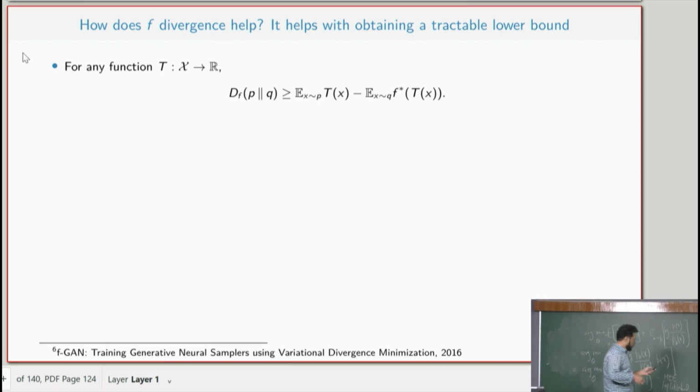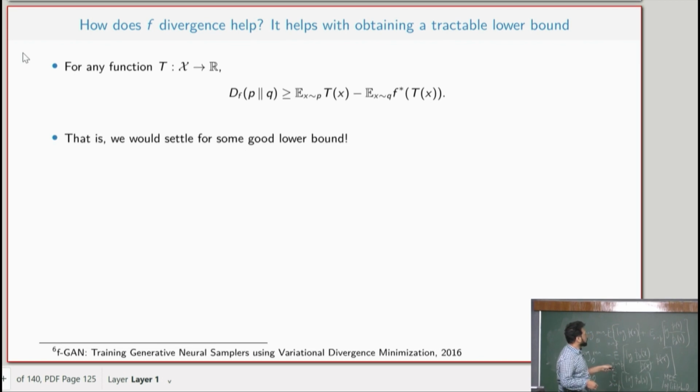That's why we need maths. We would settle for some good lower bound. You can replace f by the KL divergence, but the derivation comes via f, and you can make KL a special case with the choice of f, but we get this bound in general. The overall idea is that for these divergence measures we want a lower bound, and lower bounds are tractable.